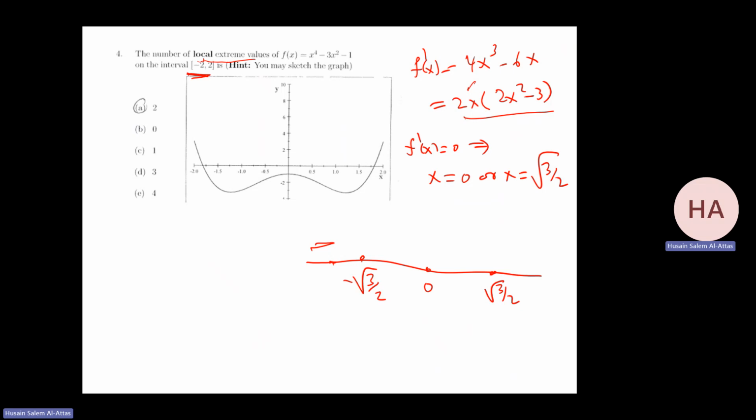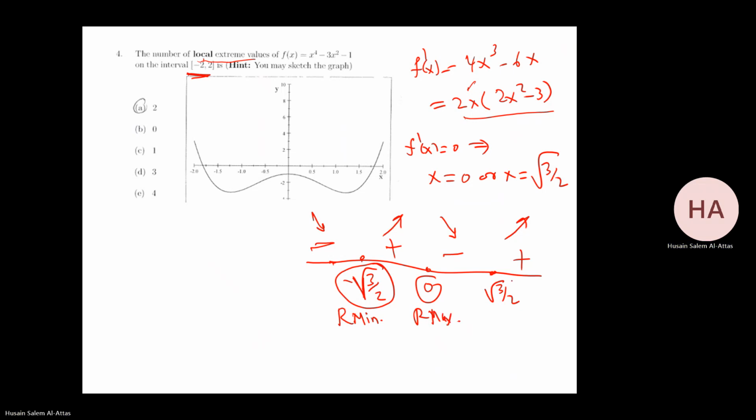Between minus square root 3 over 2 and 0, I will take minus 1. So that gives me negative times negative, that is positive. With 1, I have positive and then negative. That is negative and positive. So it's decreasing, increasing, decreasing, increasing. So I have relative minimum here, relative maximum here, relative minimum here. So I'm expecting 3. No, it's not 3.